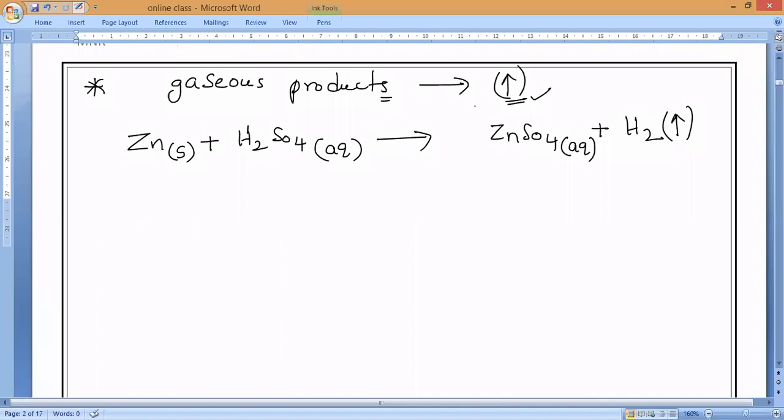So now, for physical state, if a gaseous product is coming, then gaseous products we used to represent with what, guys? Up arrow. That is what I am mentioning here. You can see, the up arrow indicates gas is releasing in the products.